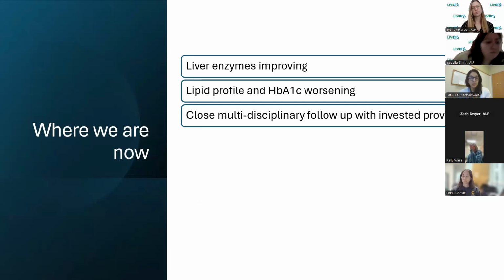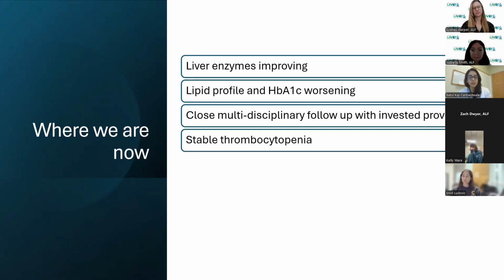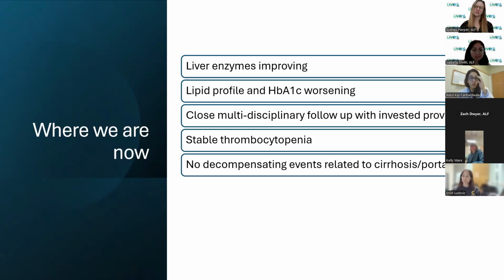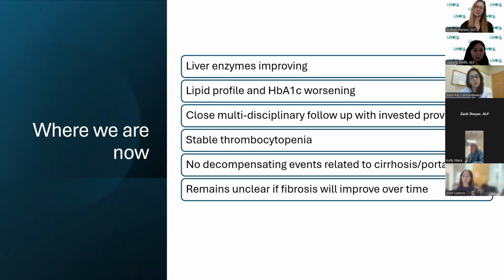And that is honestly, for me, what all patients should be getting. I'll not get on my soapbox about that for the moment, but certainly the close multidisciplinary follow-up is key for these patients, especially those who have advanced disease. He has a stable thrombocytopenia and hasn't had any bleeding complications so far, and has had no decompensating events related to his cirrhosis and portal hypertension.